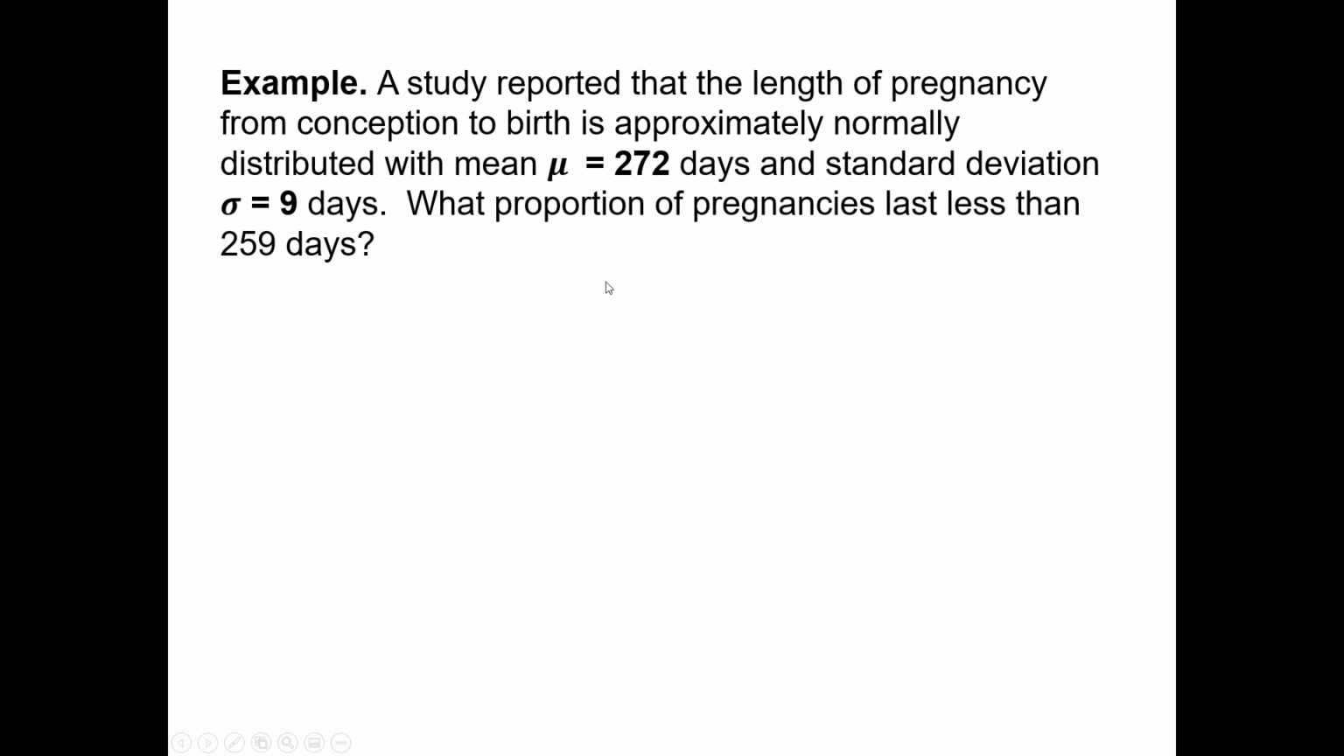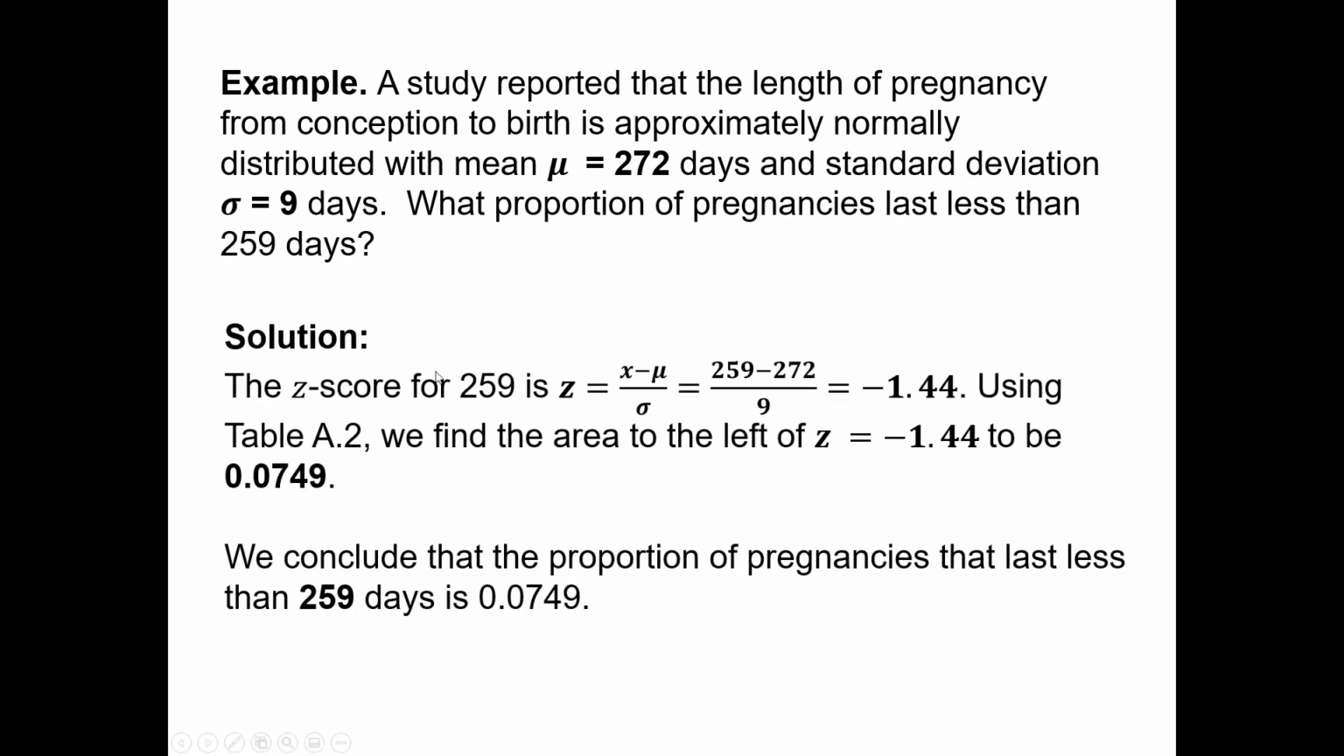Alright, so we wanted to find, the study reported that the length of a pregnancy from conception to birth is approximately normal, with mean mu equals 272 days and standard deviation sigma equals 9 days. What proportion of pregnancies last less than 259 days? So, z-score for 259, remember this is the z-score formula. So 259 minus 272, that equals negative 13, over 9, so that's a z-score of negative 1.44.